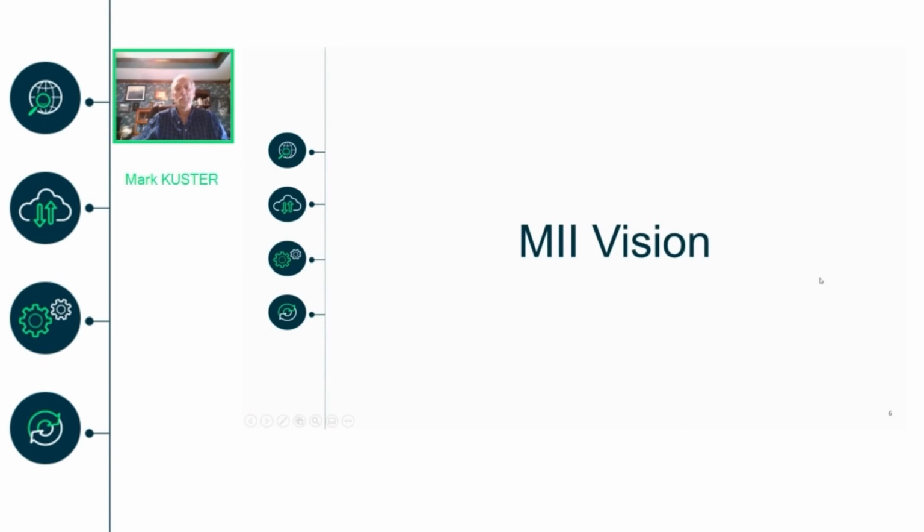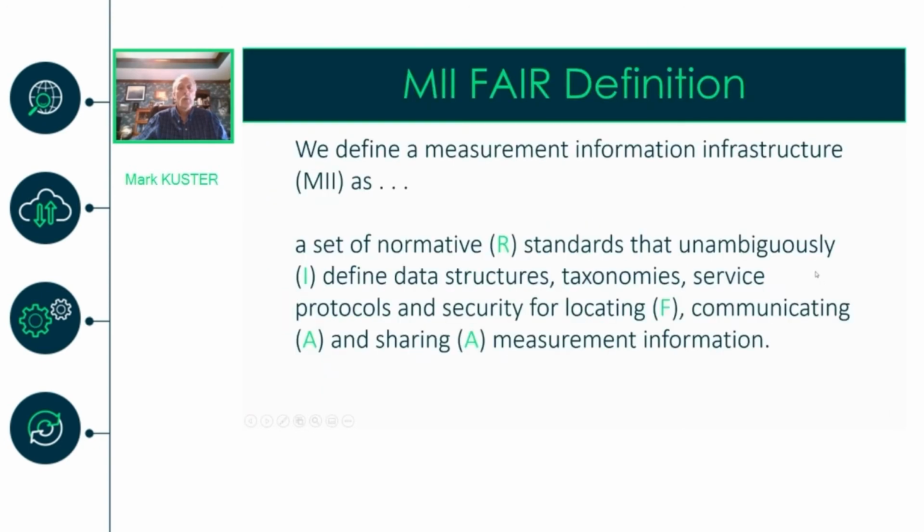So what is an MII? What does that mean? Well, it stands for Measurement Information Infrastructure, and we defined it as follows. Basically, a set of standards and other support for locating, communicating, and sharing measurement information. And you see that it melds really well with the FAIR principles: findable, accessible, interoperable, and reproducible.